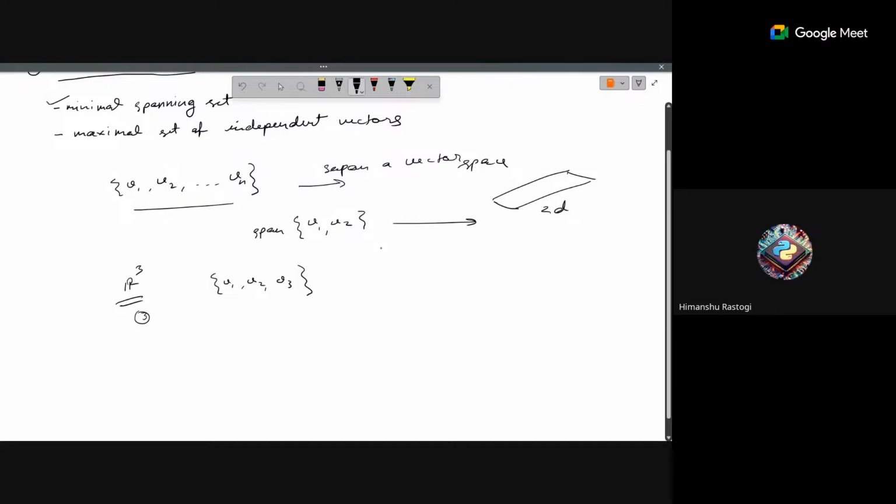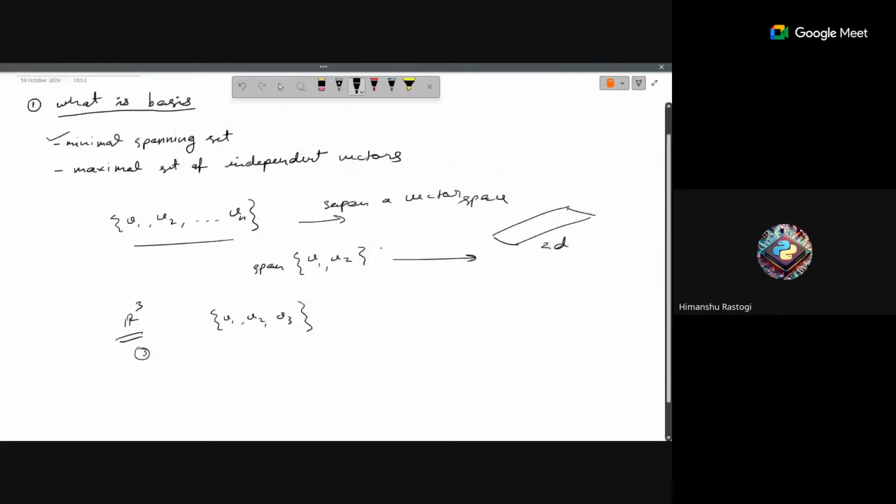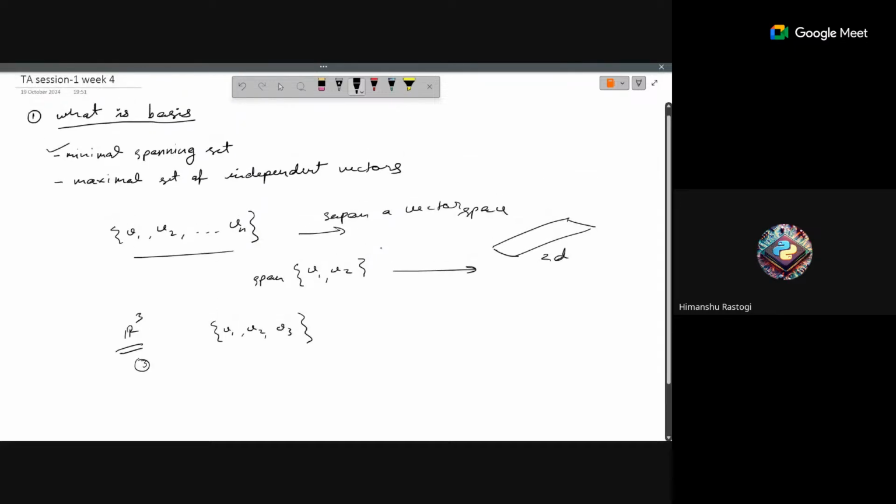So can we say that the basis of a vector space has exactly n independent vectors, where n comes from the rank of the vector space? For R3, that is the dimension. The dimension of that vector space is equal to the maximal set of independent vectors, the cardinality of the basis set.